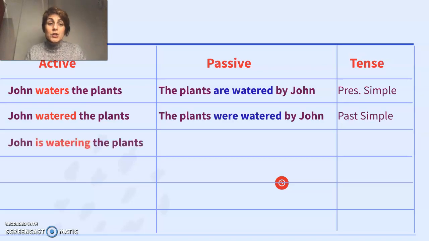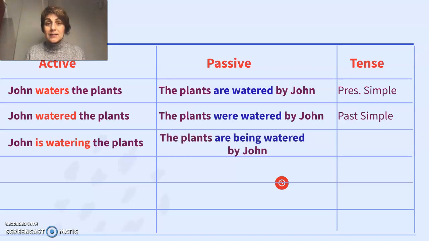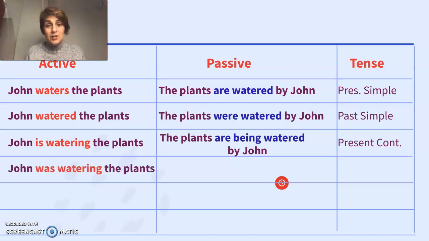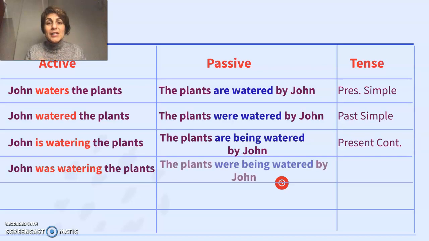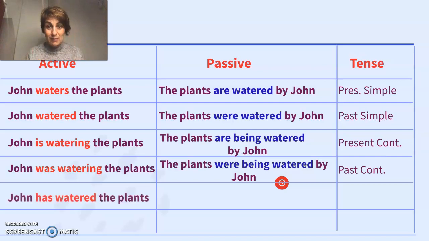Now, if we move on to a more, let's say, complex one, that is the present continuous. John is watering the plants. So let's make the present continuous of the verb to be. The plants are being watered by John. The same way for the past continuous. Remember, you only change the verb to be. As you can see, watered is the same in all sentences. You are simply playing with the verb to be. And that's important to bear in mind.